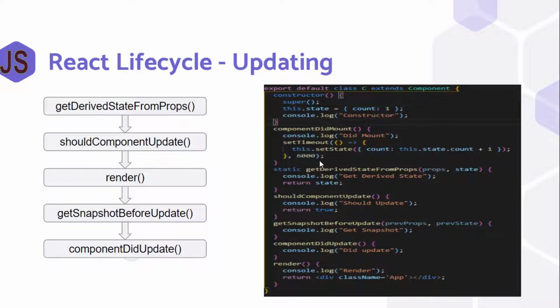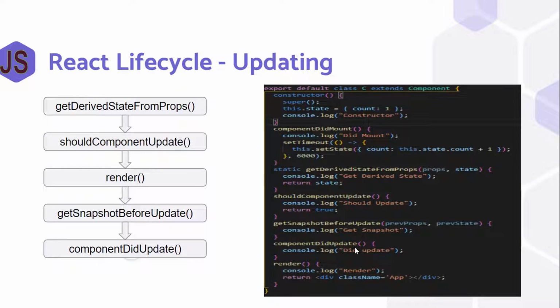And in the updating phase, first getDerivedStateFromProps is called, then shouldComponentUpdate is called, and here we are returning true. So the next method will be called, and the next method is the render method. And when the render method has successfully updated the DOM, then getSnapshotBeforeUpdate is called, and here it receives two arguments. First is the previous props and second is the previous state, and finally componentDidUpdate is called.